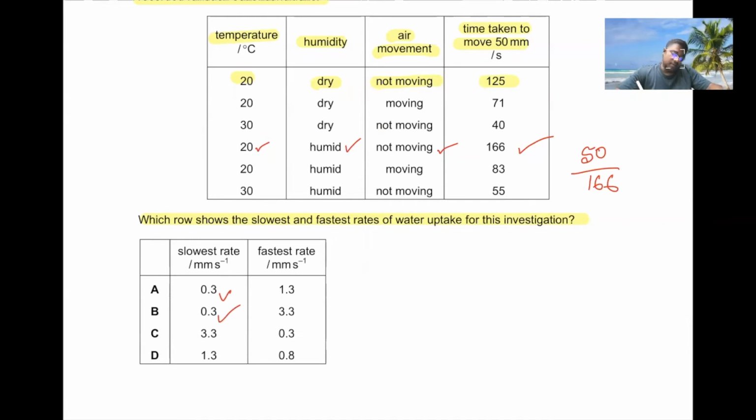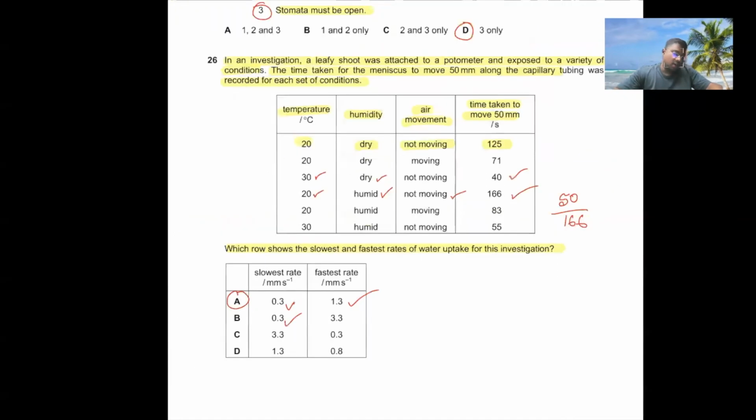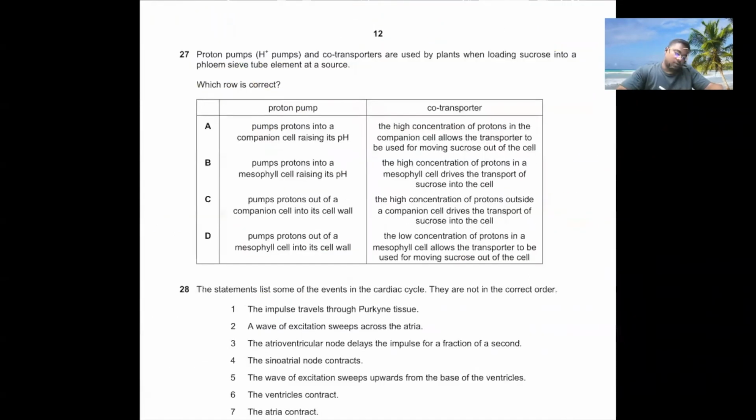And the fastest rate should be at highest temperature, dry, and, all right, the least amount of time taken. So 40. The fastest rate should be 50 divided by 40, 1.25. So A is the correct answer. Question number 26, A.